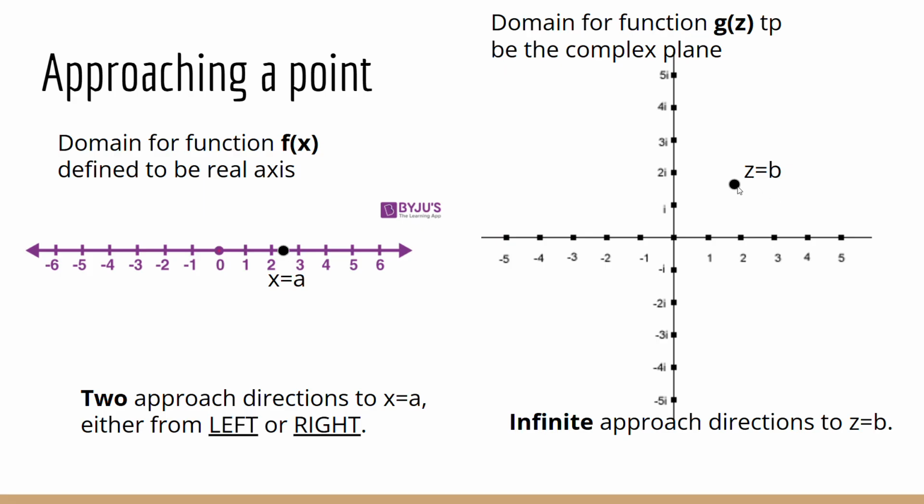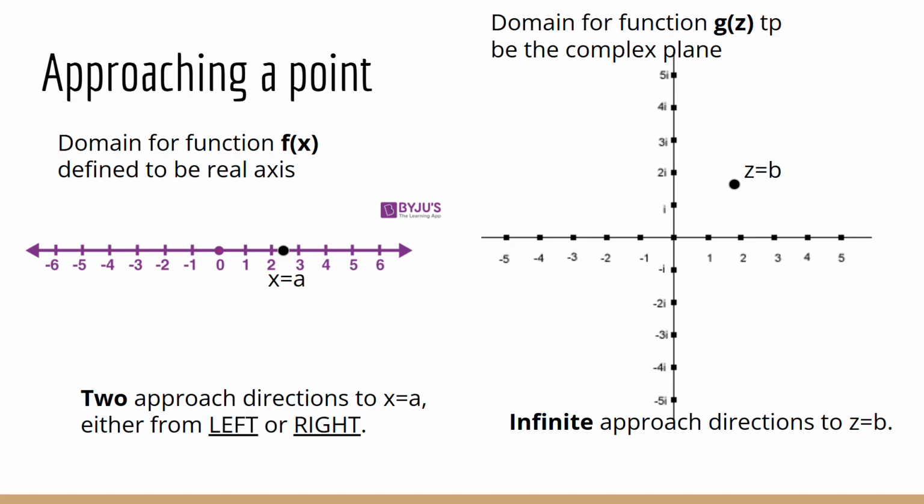But for a point in the complex plane, let's take the entire complex plane as the domain of our function. There are an infinite number of directions from which you can approach z equals b. You can approach from this direction, this direction, this direction, this direction. So essentially, infinite approach directions to z equals b. Right, b is a complex number, of course. So that's something to worry about.